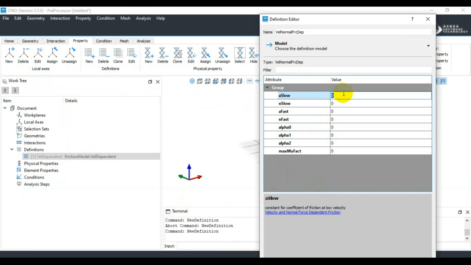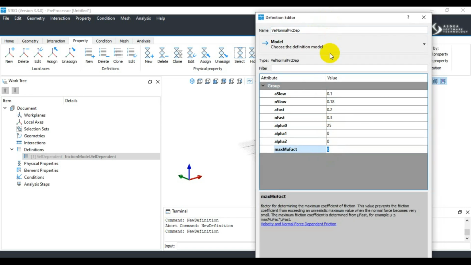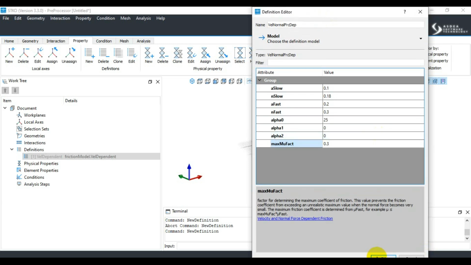So for example, the definition that I used here in this analysis, for example, mu slow as low as 0.1, 0.18, and mu fast is, for example, 0.2 and 0.3. For example, alpha naught is 25, alpha 1 is 0, alpha 2 is 0, and your multi effect is 1 or 0.2, 0.3. For example, if I want to make it 0.3 here, and I click on OK.